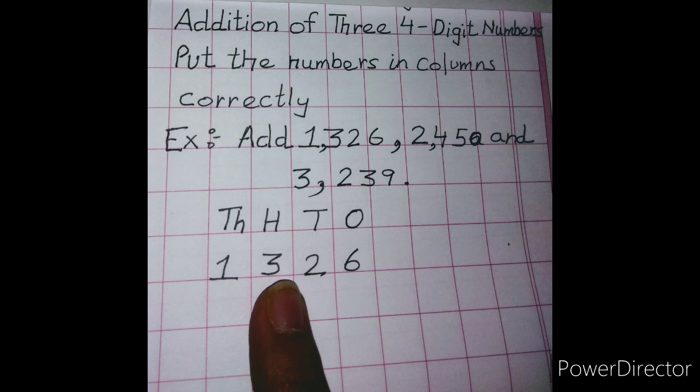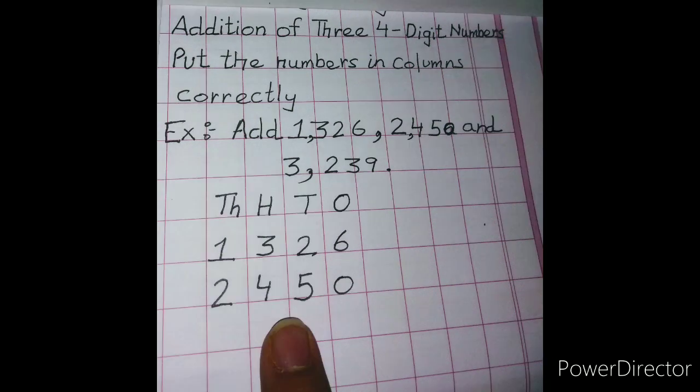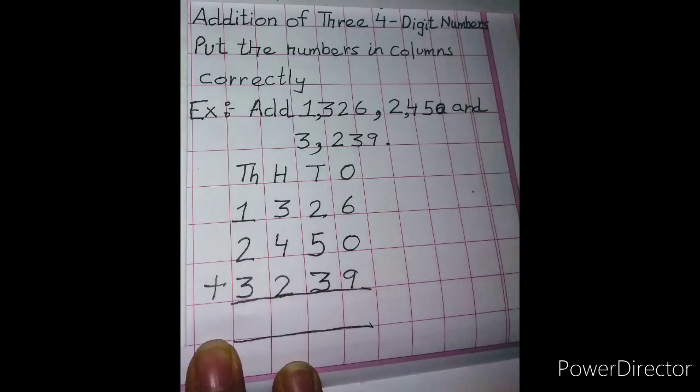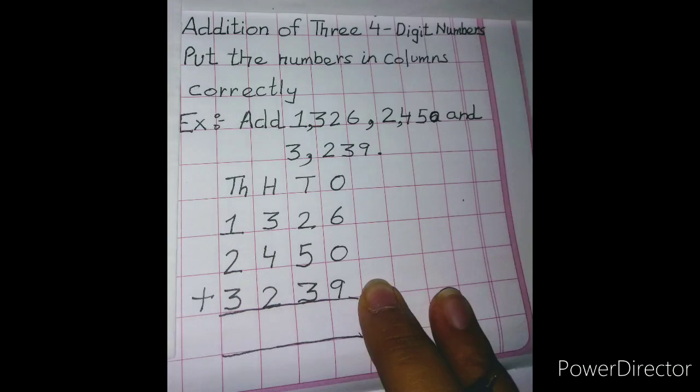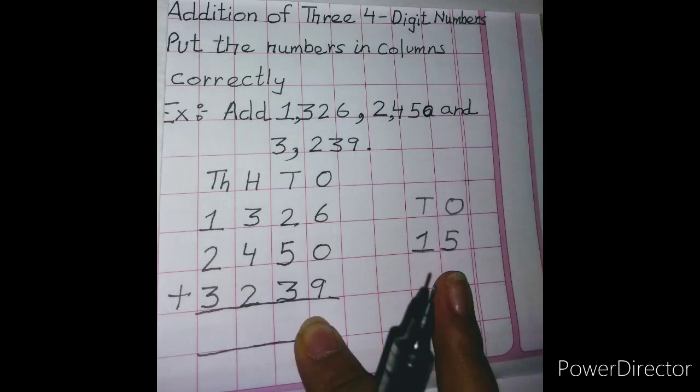1326, then we will put 2450 and the last number is 3239. We will put the sign of addition and we will start adding from the ones side. So on the right side, the digits are 6 plus 0 plus 9. So what we will do, put 6 in my mind and 9 fingers up. So we will count after 6: 7, 8, 9, 10, 11, 12, 13, 14, 15.